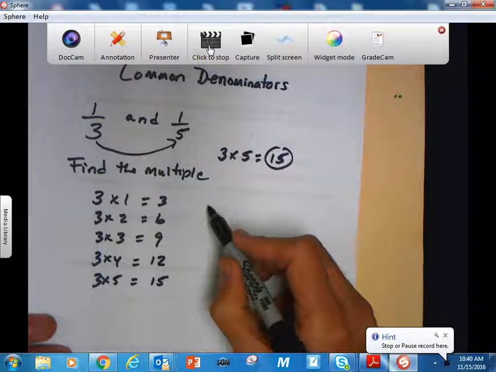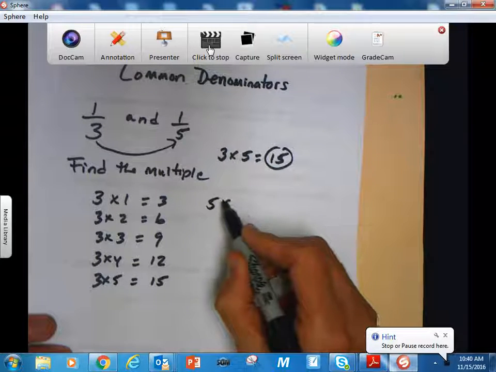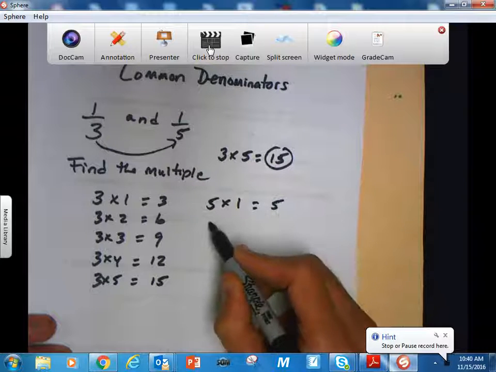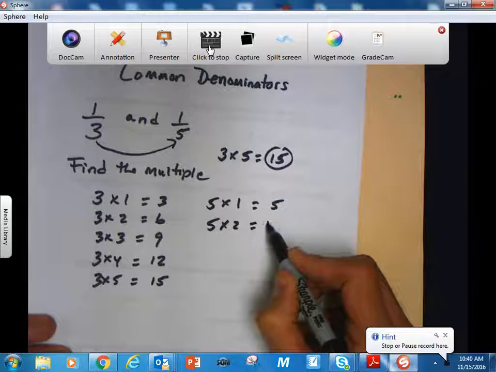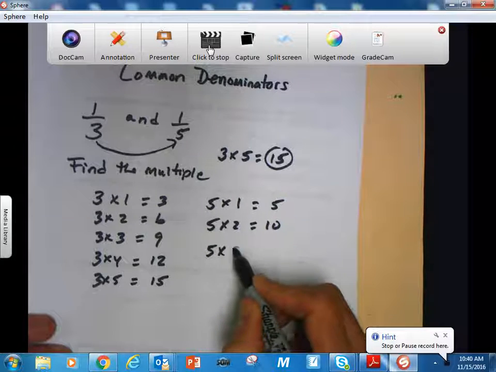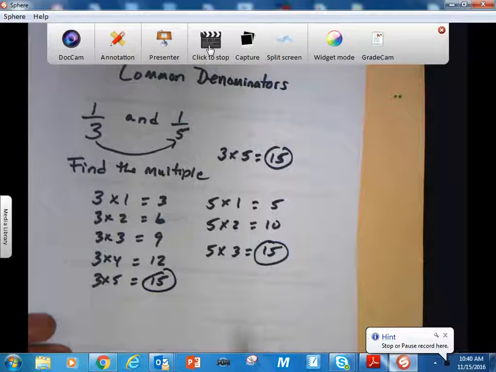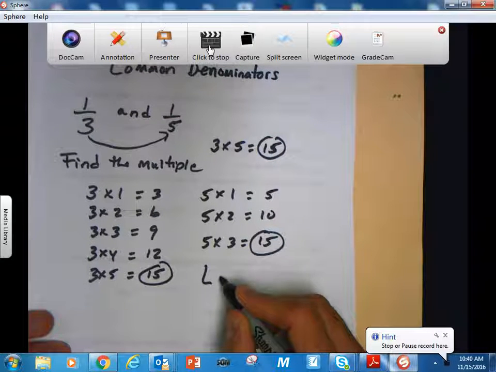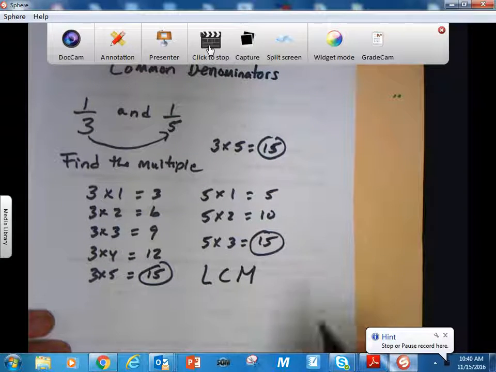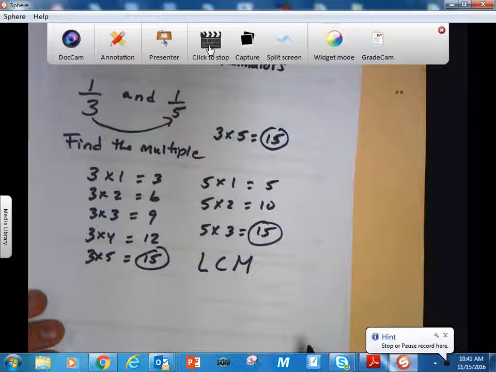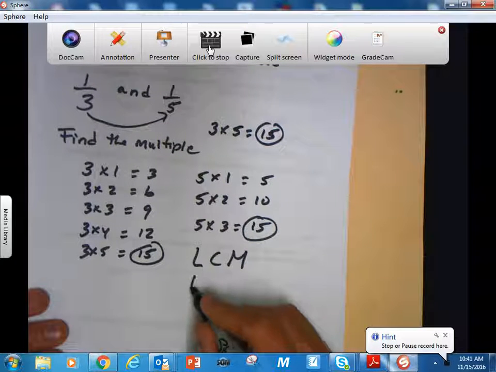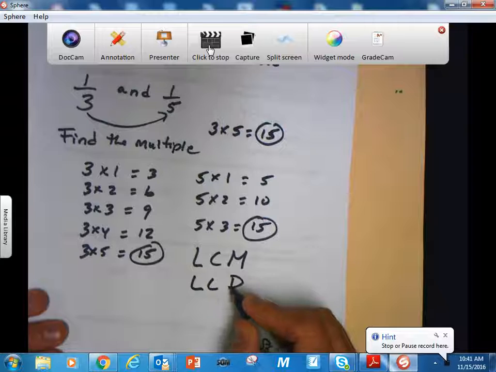Let's do the same thing for 5. 5 times 1 equals 5. 5 times 2 equals 10. 5 times 3 equals 15. 15 is the lowest common multiple. It's also called LCD, lowest common denominator.